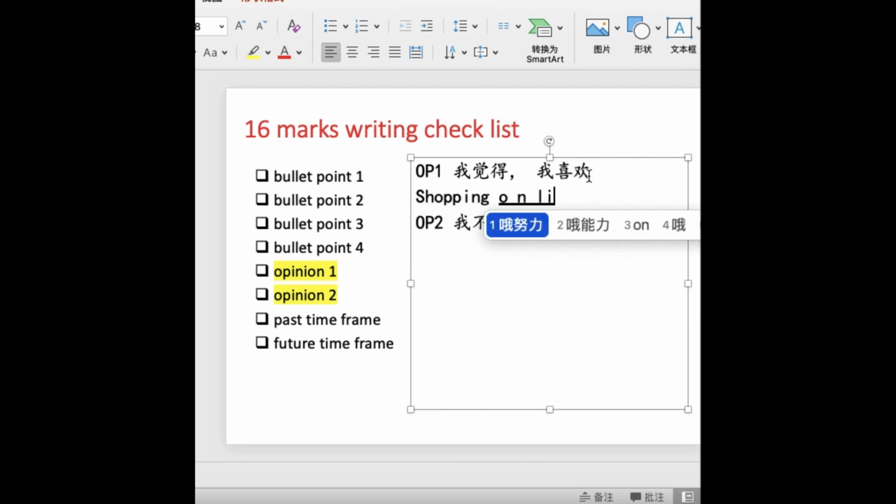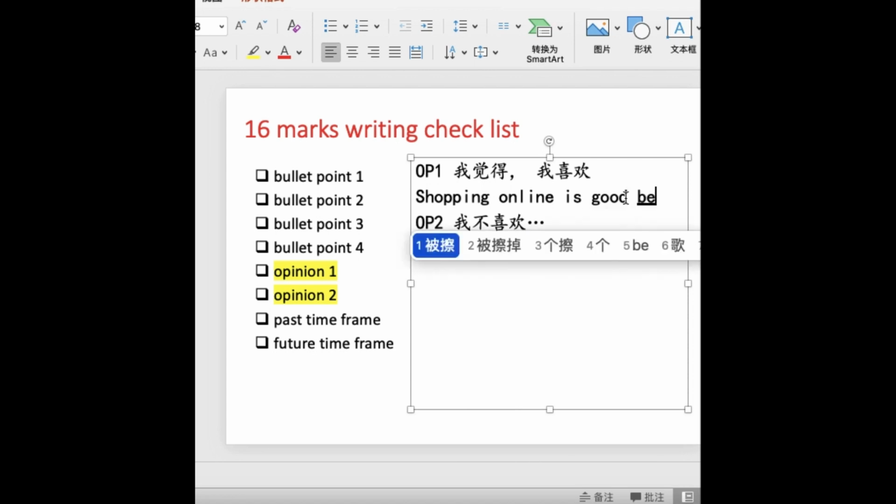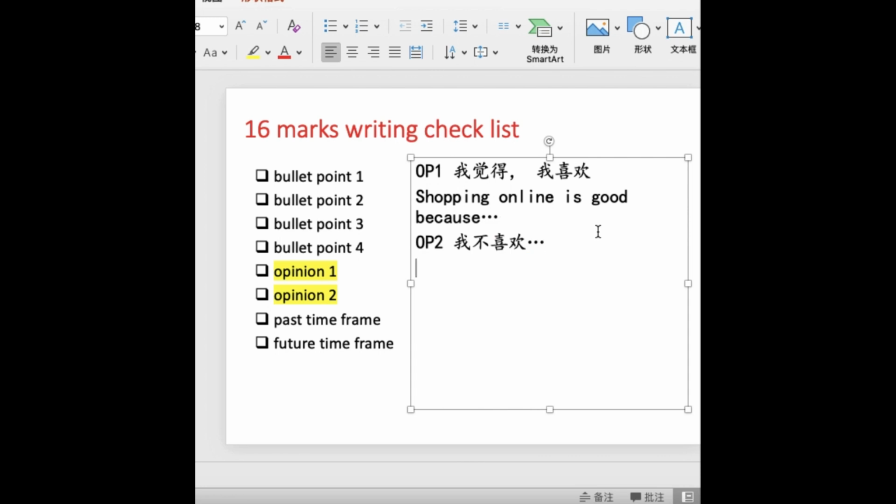So have a look at bullet point 2. You could put your first opinion. For example, you could write shopping online is really good, really convenient. And then that's your opinion 1 down. And then I would like you to follow by a reason using because, 因为. For example, you could write I like shopping online because 因为 it's very convenient.